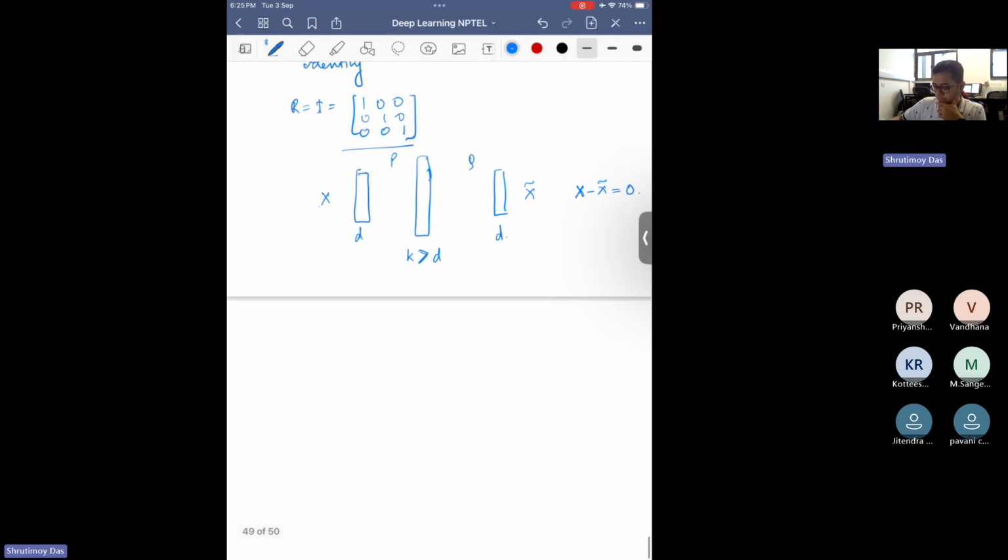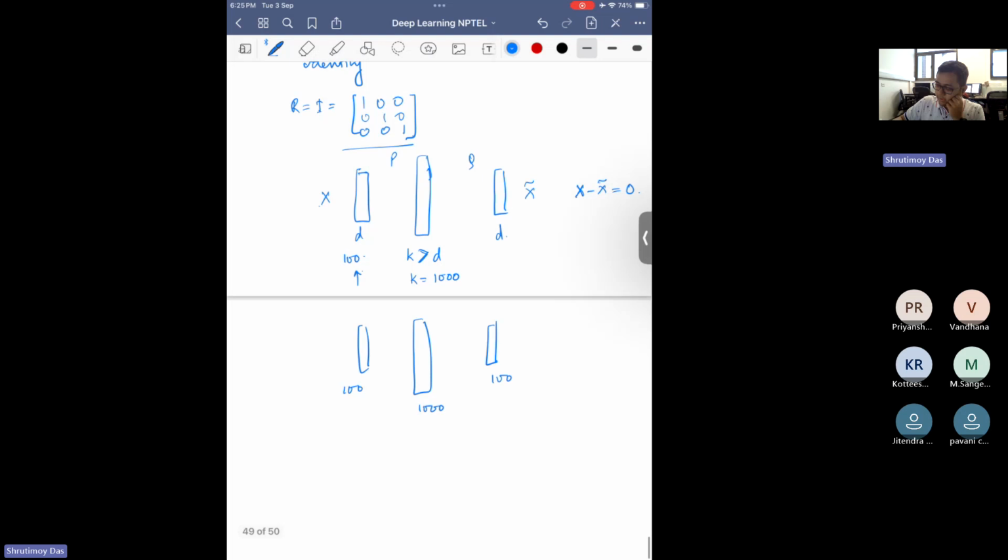So let me show you. Suppose your X was 100 dimensions, and so that means you have some 100 features here. And suppose K is, say, 1000. So you have this 100 here, you have this 1000 here, and you want to get back the 100 dimension version of this.